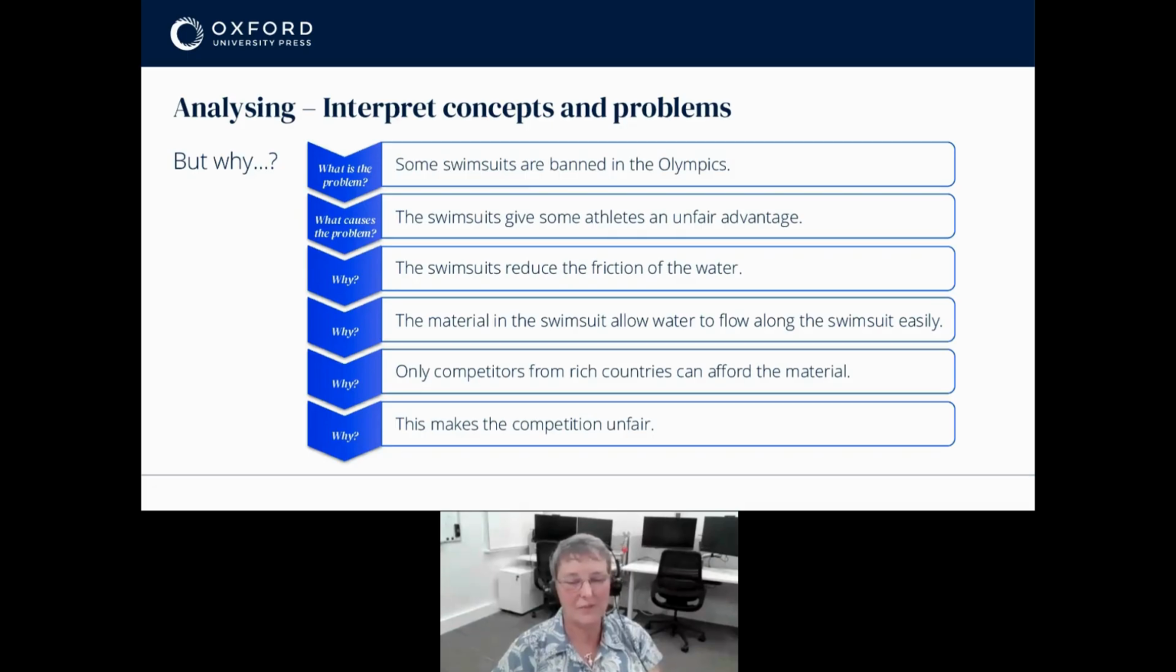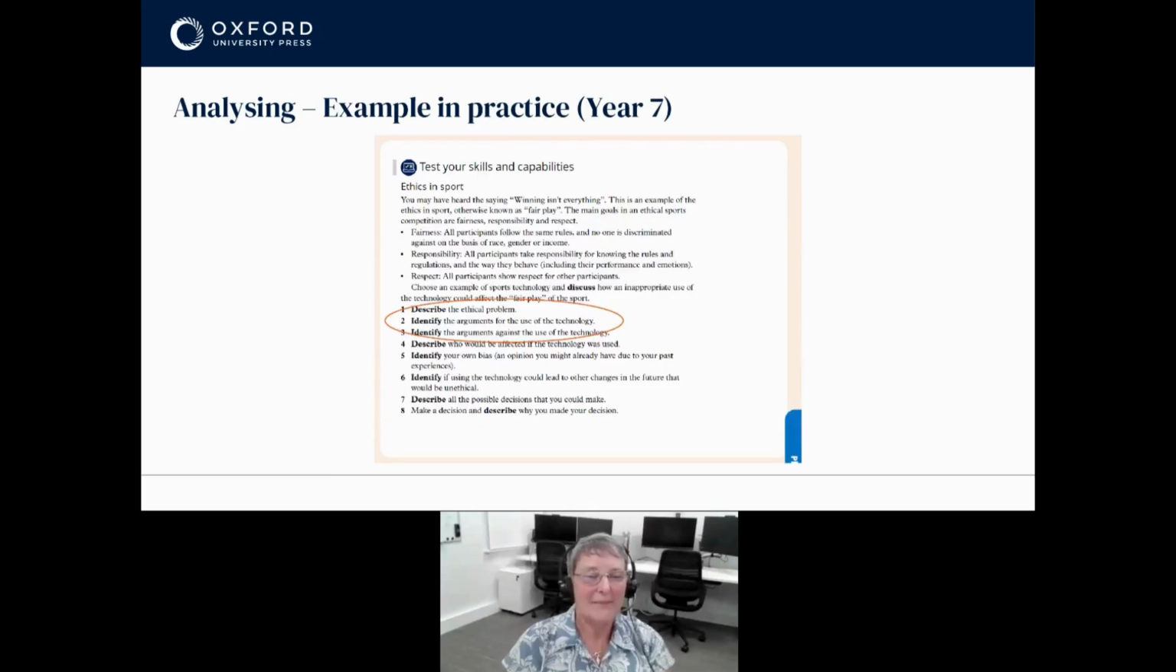Another one I used to use, but how do you know? Show me the evidence. Show me the evidence was the one that I used to use the most. At one point, I had the whole school yelling out at me, show me the evidence. Okay. Examples in practice. Again, this is just one from the year sevens.